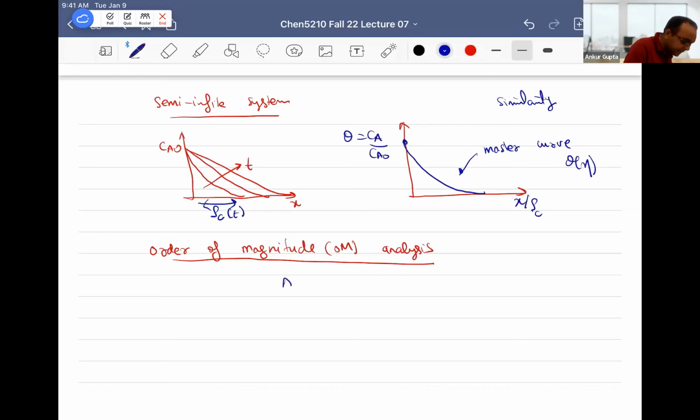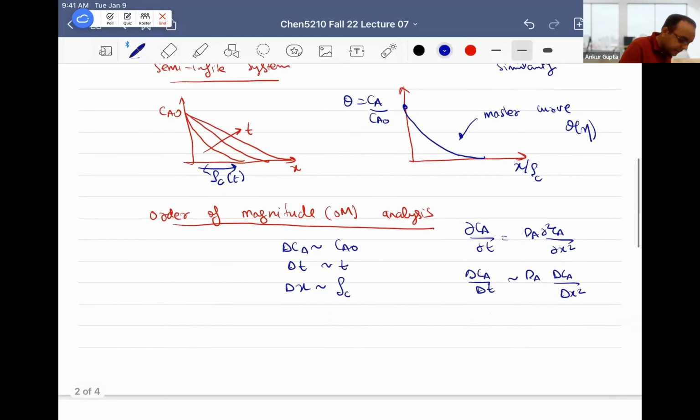We said delta CA is CA naught, delta t is simply time, and delta x, the distance over which the concentration gradient happens, is actually delta C. So ∂CA/∂t equals DA ∂²CA/∂x². In the order of magnitude analysis, this becomes delta CA by delta t is DA delta CA by delta x squared. This gives us delta C is the square root of DA times t. So you get a square root dependence with time times DA.